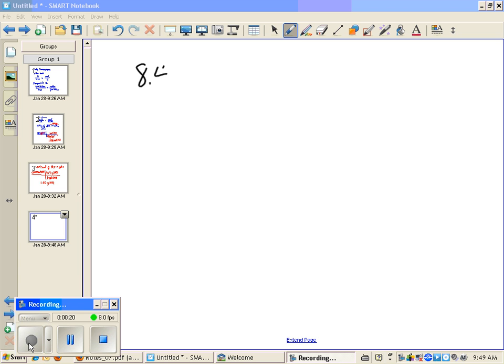Let's change 8.43 times 10 to the 25 molecules. Now, MLC is my abbreviation for molecules. It is not official. I just didn't want to write the whole word out. 8.43 times 10 to the 25th molecules of, let's do C2H6, changing to moles of C2H6.